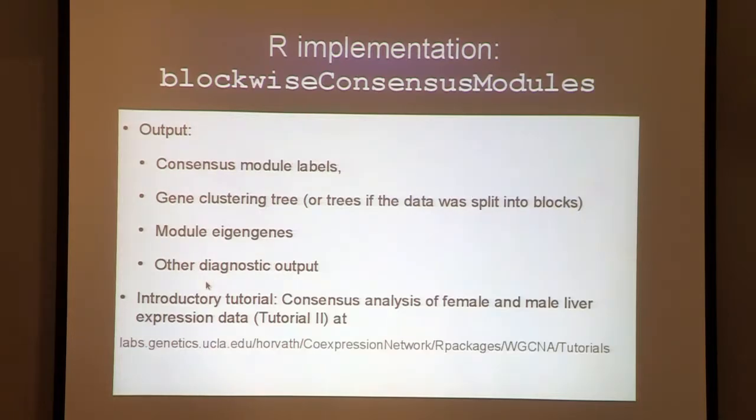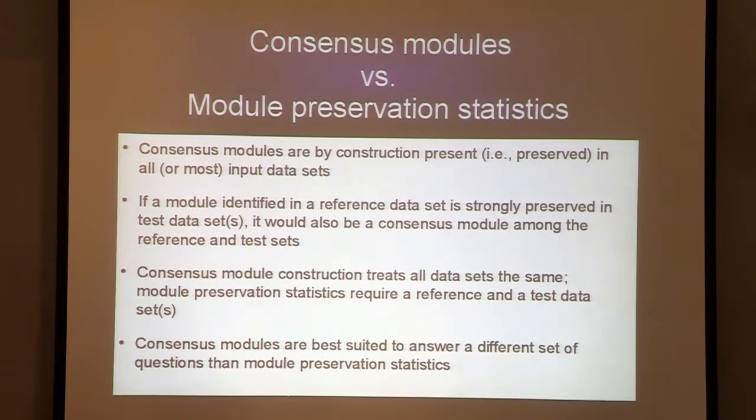And what the function gives you is the consensus module labels, the gene clustering tree, or if the data was split into blocks, there will be several clustering trees, eigengenes, and other diagnostic output. And if you're interested in an introductory tutorial, we have one at our webpage dedicated to WGCNA tutorials. Again, this URL will come up at the end of the talk, so don't worry about it.